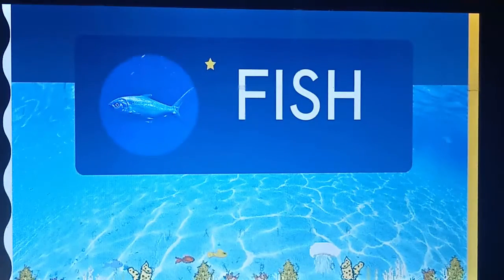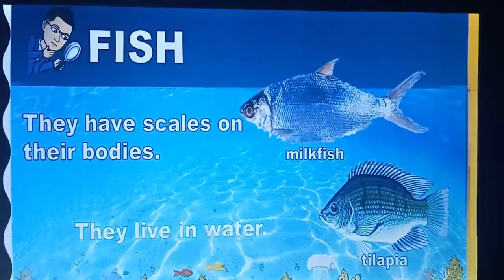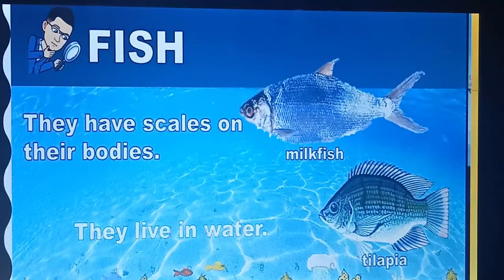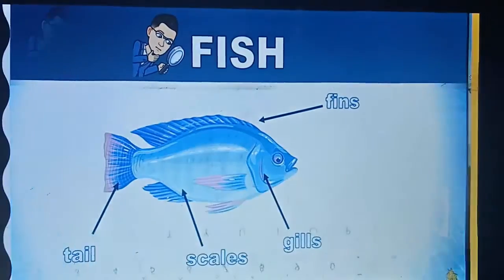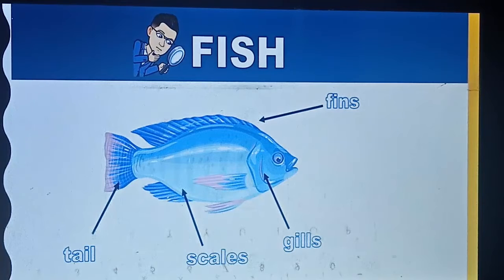Now let's come towards fishes. This is the last group. If we discuss the skin of the fishes, they have scales on their bodies and they live in water, because water is the habitat of all fishes. So here is the structure of the fish: fins, tails, scales and gills. Usually the fish use fins and tails to swim and use the gills for breathing.